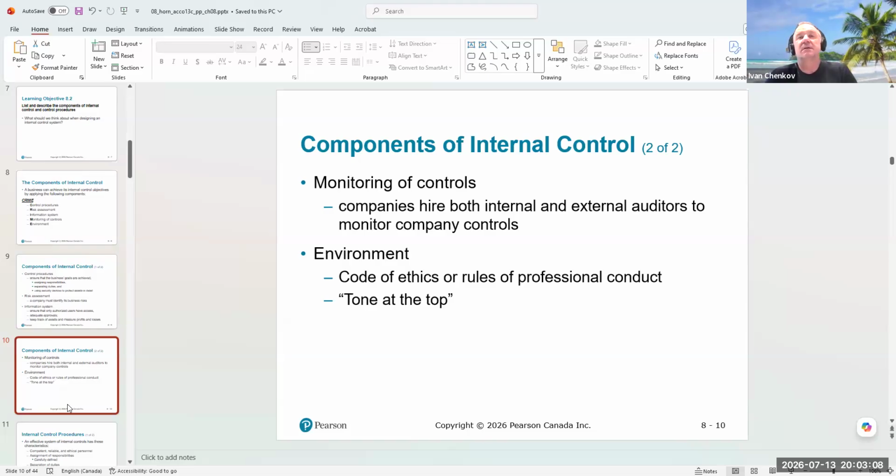And the last one is the environment. In the environment, we have to create an environment that promotes ethics and professional conduct. So what we're going to have? We're going to have ethical standards and professional conduct in the company. We're going to expect all the professionals in our company to act like professionals.